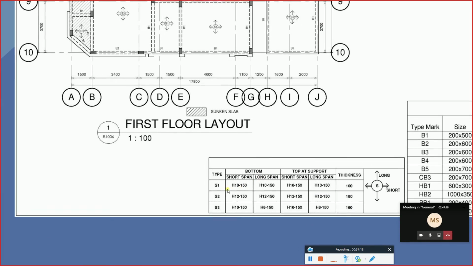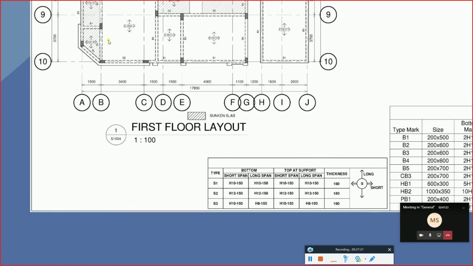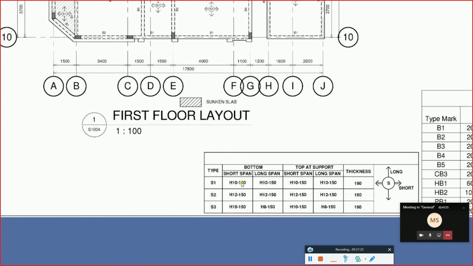So if you go and see slab number one, it tells you for all slab number one, whether it's sunk or not sunk, in the bottom we are having H10 at 150. So we're having 10 diameter of high grade steel, which is 500. We're using 500 steel because in the market normally whatever we are having right now is 500. So whether you design for 460 or for 500, it does not have any major impact. So H is representing 500. In slab number one, we are using 10 diameter bars, and the spacing between each and every bar, center to center, is 150. And the same thing goes for the long bars.